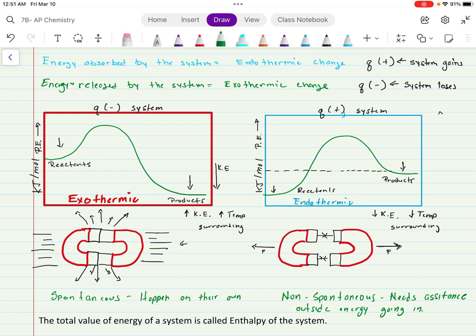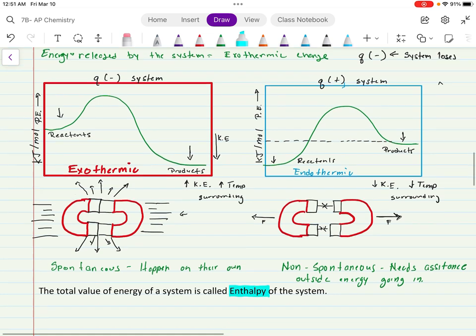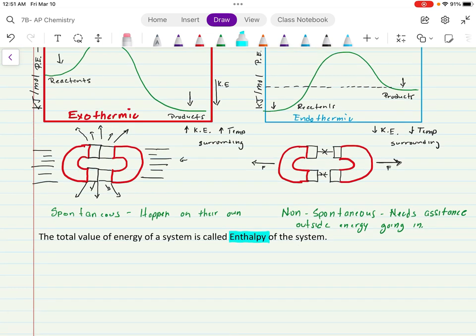Now, when we're talking about the total energy of a system, okay, we call that enthalpy. The enthalpy of the system. Enthalpy is represented by the letter H. This is enthalpy. Okay? The enthalpy of the system can be defined again as the total energy of the system. When the energy or the enthalpy of a system changes, then we call that a change in enthalpy. Remember that delta represents change.